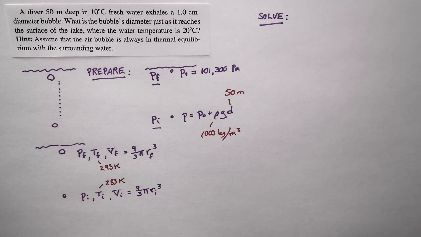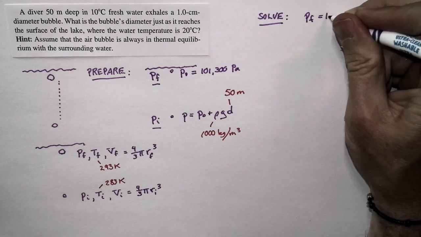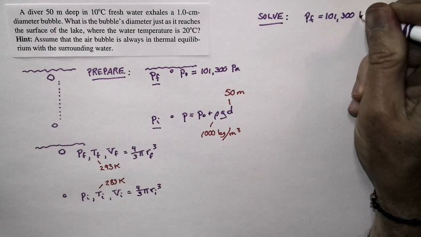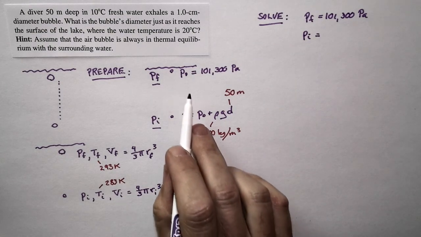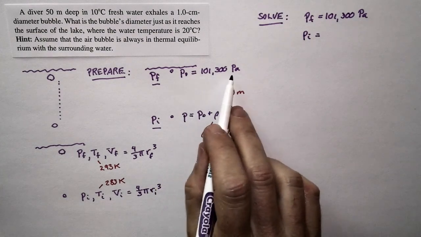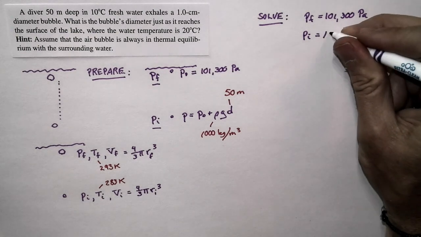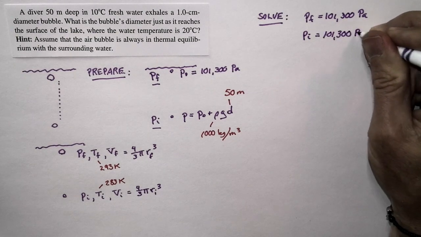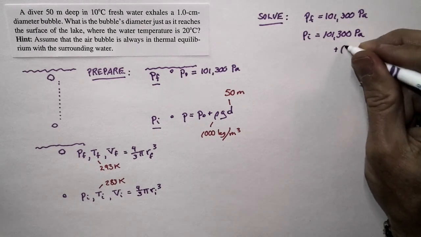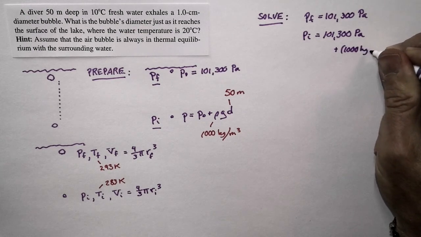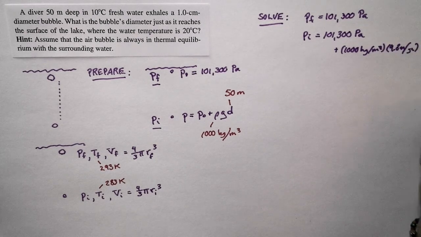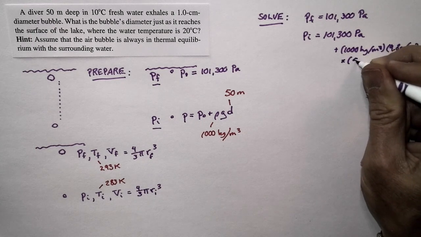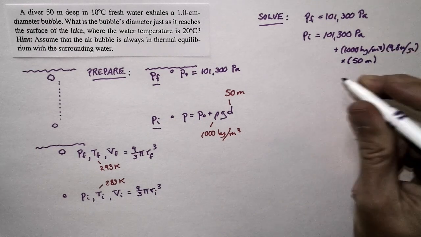Now, the first thing that we're going to want to calculate is what is PI and PF. Okay, PF, we know what that is. That's 101,300 pascals. How about PI? The initial pressure at the bottom is equal to P at the surface, which is this number right here, plus rho times g times d. So it's 101,300 pascals plus rho, which is the density of the fluid, which is 1,000 kilograms per cubic meter, times g, which is 9.8 meters per second squared, and then times the depth, which is 50 meters.